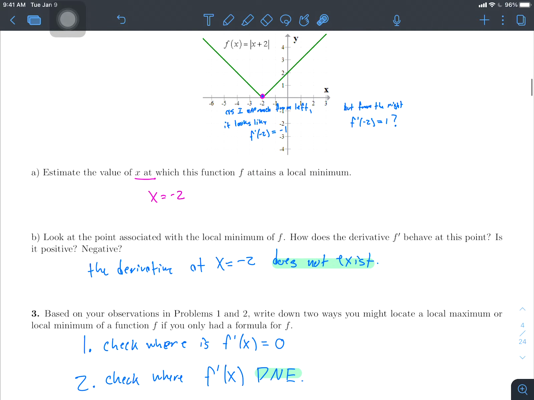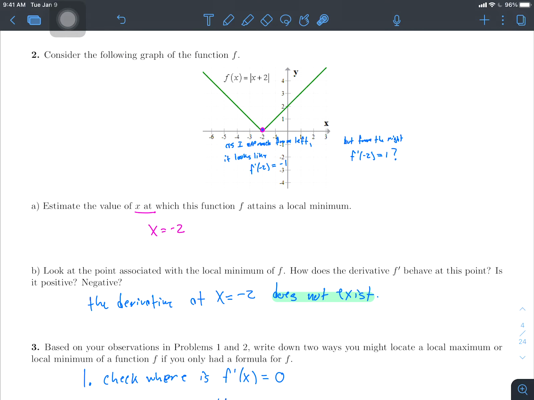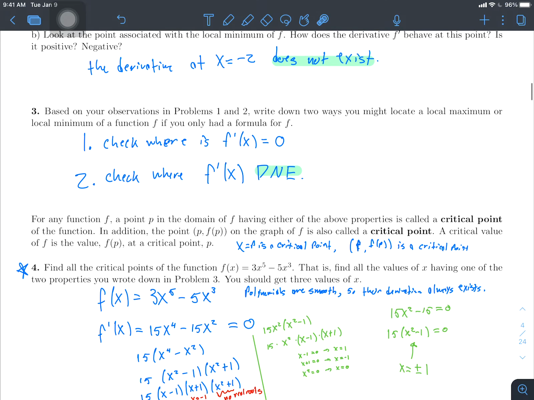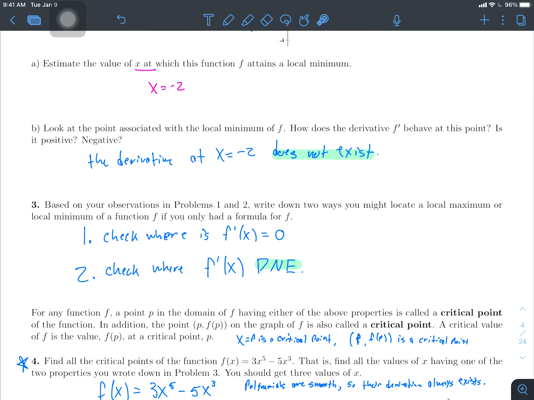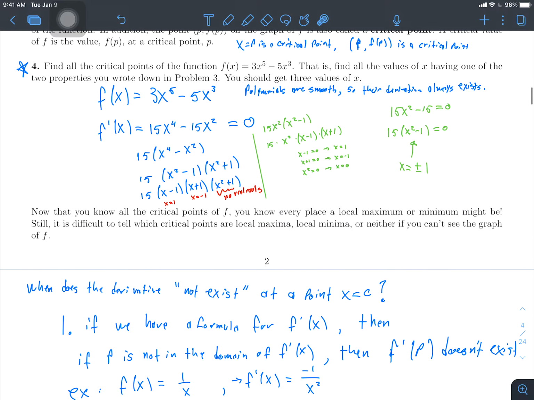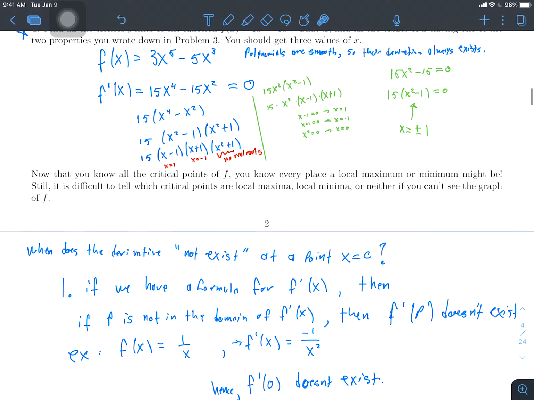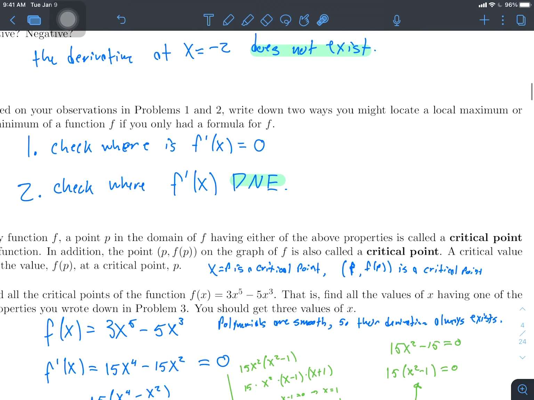That process was done by first collecting the critical points. Let me remind you of the definition of a critical point. We said that any point p which satisfies f prime of p equal to 0, or f prime of p doesn't exist, is going to be a critical point.